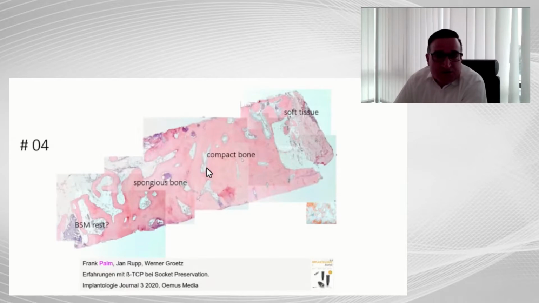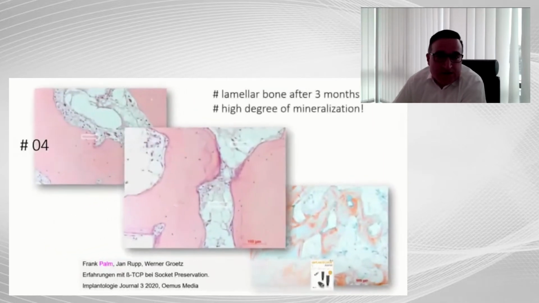On this histology, we can see our spongeous bone. We can see some fat inclusions. We can see remains of some bone substitute material, compact bone, and so on. We see a lot of new bone, but what is very, very special here? What is the interesting thing that we see in the study? So let's go into the detail.